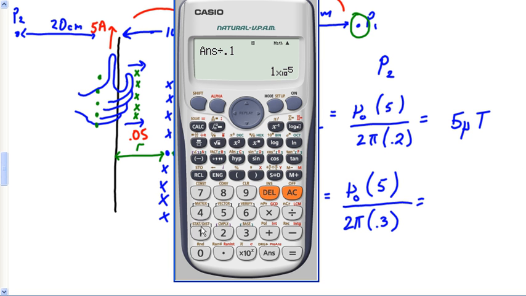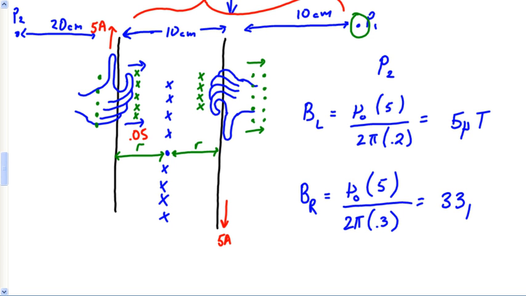So let's see, what was it? 2? I hope I've been doing math right on that so far. I'm going to check. Yeah, I've been using 2. 2 times 10 to the negative 7 times 5 equals that, divided by 0.3 equals. And that one's not as clean, but it's 33 microteslas. I'm too lazy to write all those 10 to the negative 6s out, so I like doing that.